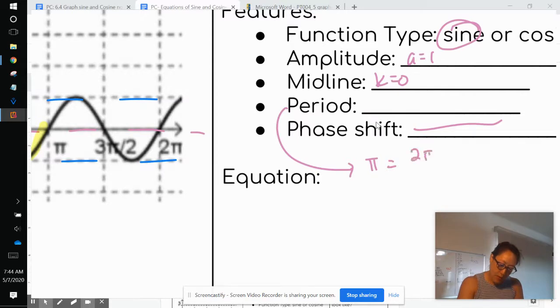And in order to get the number in the, so are we spinning faster or are we spinning slower than normal? Well, since pi is smaller than 2 pi, we're going faster than normal, okay? It takes us less time to complete a cycle, so we're actually going faster. So we need to solve for b. I'm going to go ahead and multiply b on both sides. And then we'll divide by pi. So b is equal to 2.